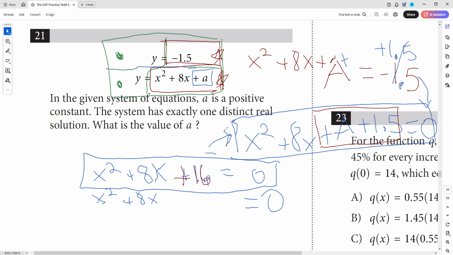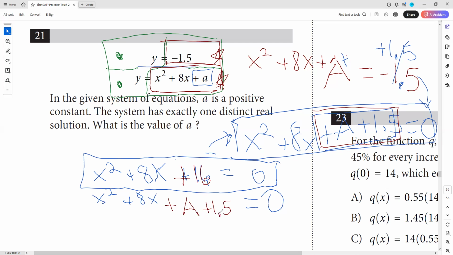So x squared plus 8x, instead of writing 16, I'm going to write A plus 1.5, because that's what 16 has to be. So 16 is the only part that's missing from this equation, right? That part. So plus A plus 1.5. It's gotta be a point. It's not 15, it's 1.5.